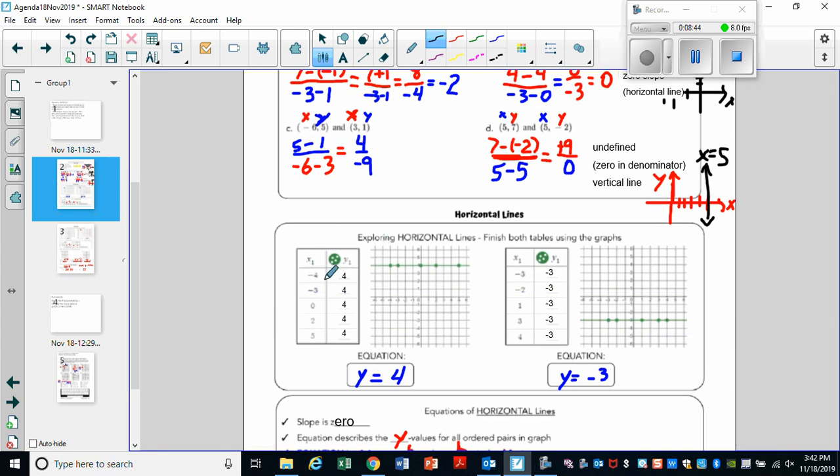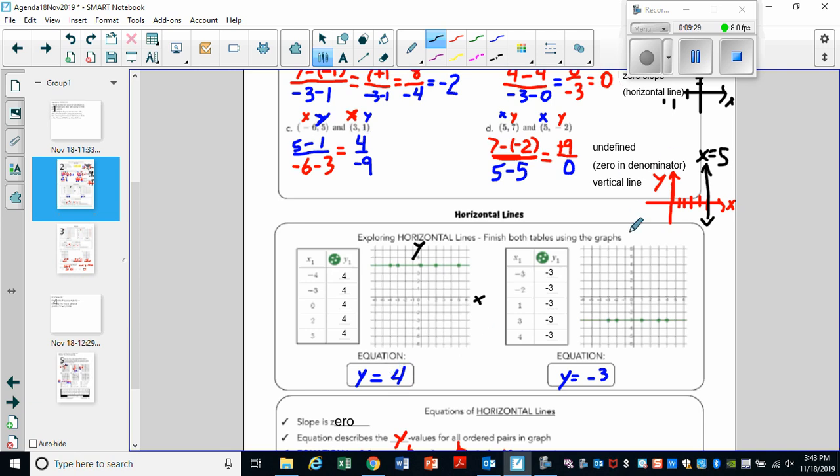horizontal line, your y coordinates are the same. So no matter what your x value is, the y's stay the same. So in the first case, we have all the y's are 4. So no matter what your x coordinate is, plot your points, we see, oh, the line crosses the y-axis, so remember this is your y, this is your x, crosses at y equals 4. So this is not only the graph of this particular line, that y equals 4 is also your y-intercept.